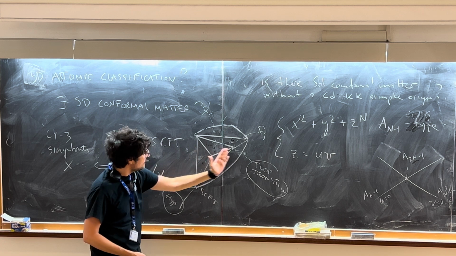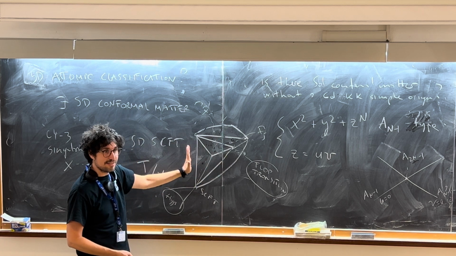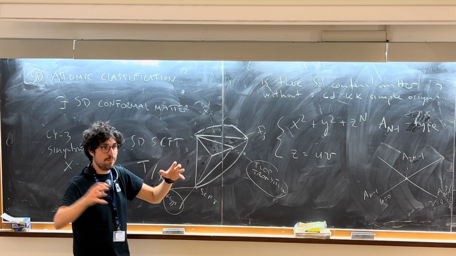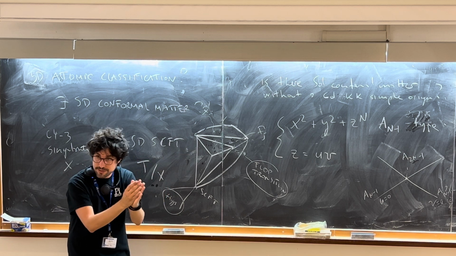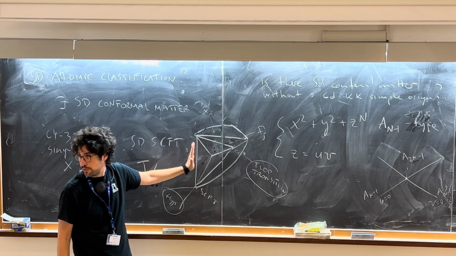But there are outer edges here. The outer edges are where strings become tensionless. So the M5 brane that wraps a divisor becomes tensionless. There is a full divisor that shrinks. That's a hard wall. You cannot cross it.